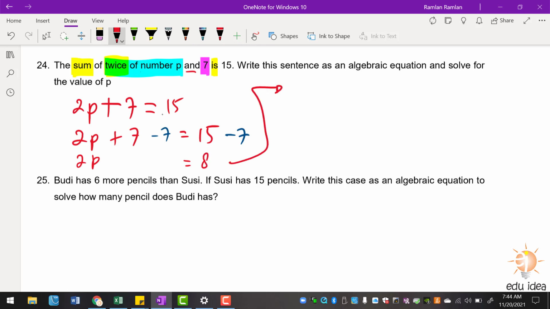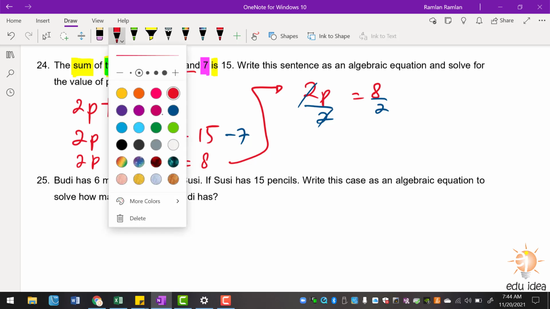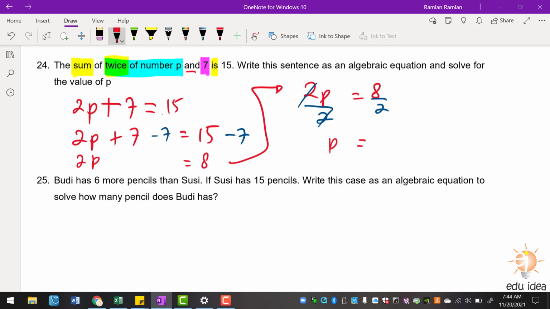Okay, now I'm going to continue that. We have 2p equals 8, so let's get rid of that 2 by dividing both sides by 2. Divide this by 2, divide it by 2, and then you can cancel this 2, and you only get p on the left side of the equal sign, and then 8 divided by 2 is equal to 4. Okay, so that's the first one.